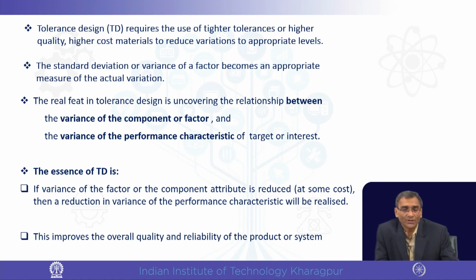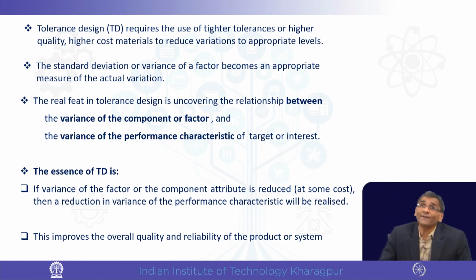The real fit in tolerance design is uncovering the relationship between the variance of the component factor and the performance characteristic of the product. If we can relate these two, then our job is done. In essence, if the variance of the factor or the component attribute is reduced, obviously maybe at some cost, then a reduction in variance of the performance characteristics will be realized.